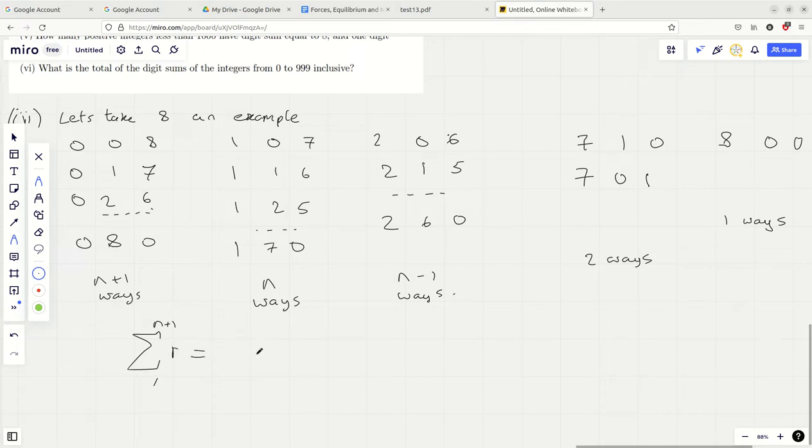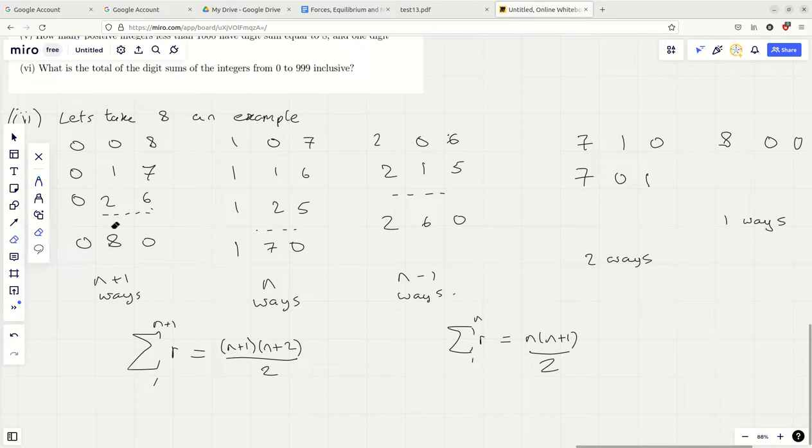Now, if you've done this before in further maths, which almost all of you will have, I'm guessing, you'll realize that the sum of r from 1 to n is just n times n plus 1 over 2. And so the sum of r from 1 to n plus 1, well, we'll just replace the n with n plus 1, you're going to have n plus 1, n plus 2 over 2.